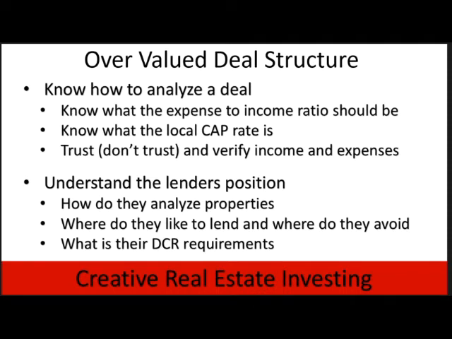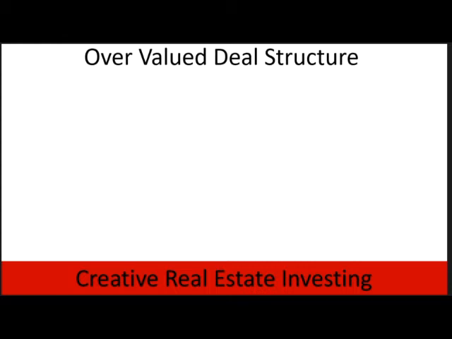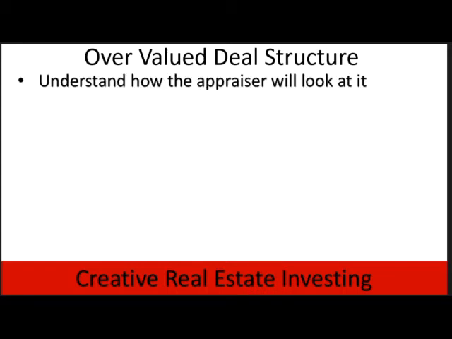Also understand what the lender's DCR, the debt coverage ratio requirement, is. Back in the early 2000s, it used to be 1.1, meaning that for every $1,000 worth of expenses related to that property, they wanted $1,100 of revenue. They've since increased that to 1.2, so now you need $1,200 worth of income to support $1,000. But again, each lender is going to have different requirements.